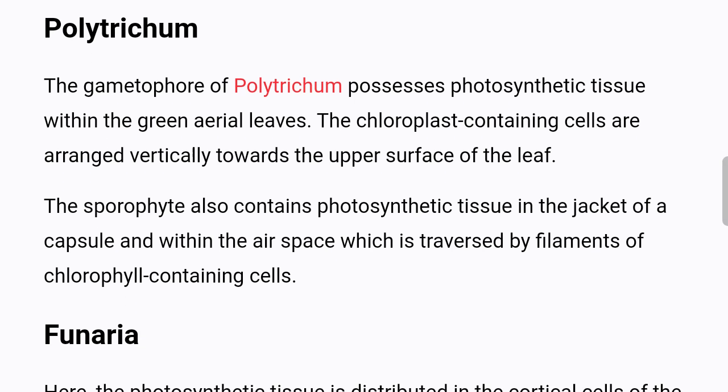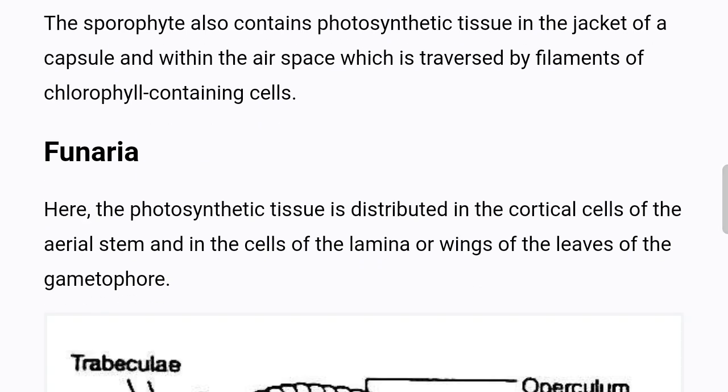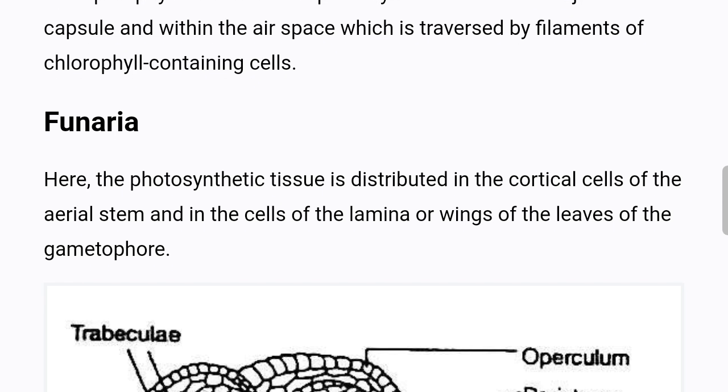Polytrichum: the gametophore of Polytrichum possesses photosynthetic tissue within the green aerial leaves. The chloroplast-containing cells are arranged vertically towards the upper surface of the leaf. The sporophyte also contains photosynthetic tissue in the jacket of a capsule, and within the air space, which is traversed by filaments of chlorophyll-containing cells.